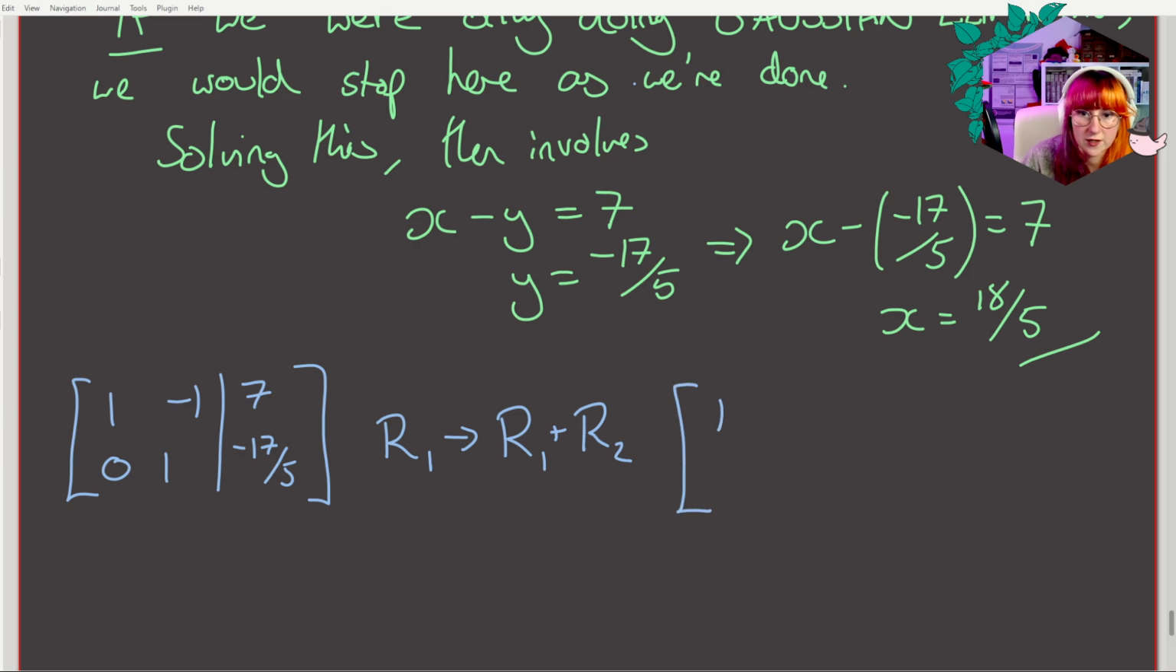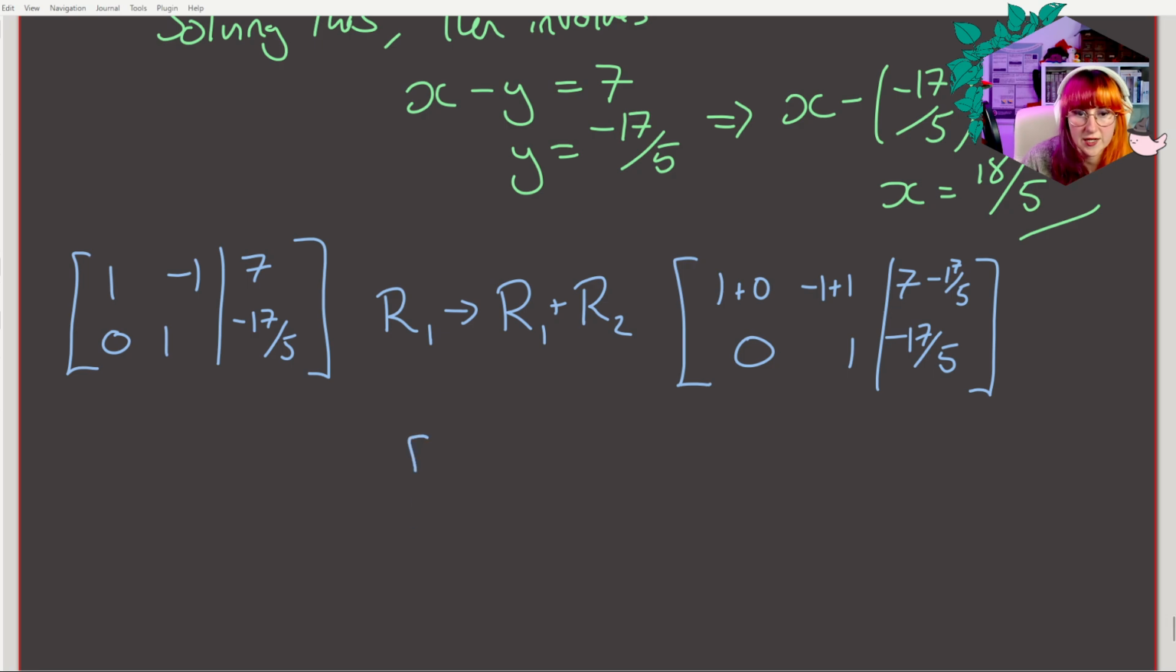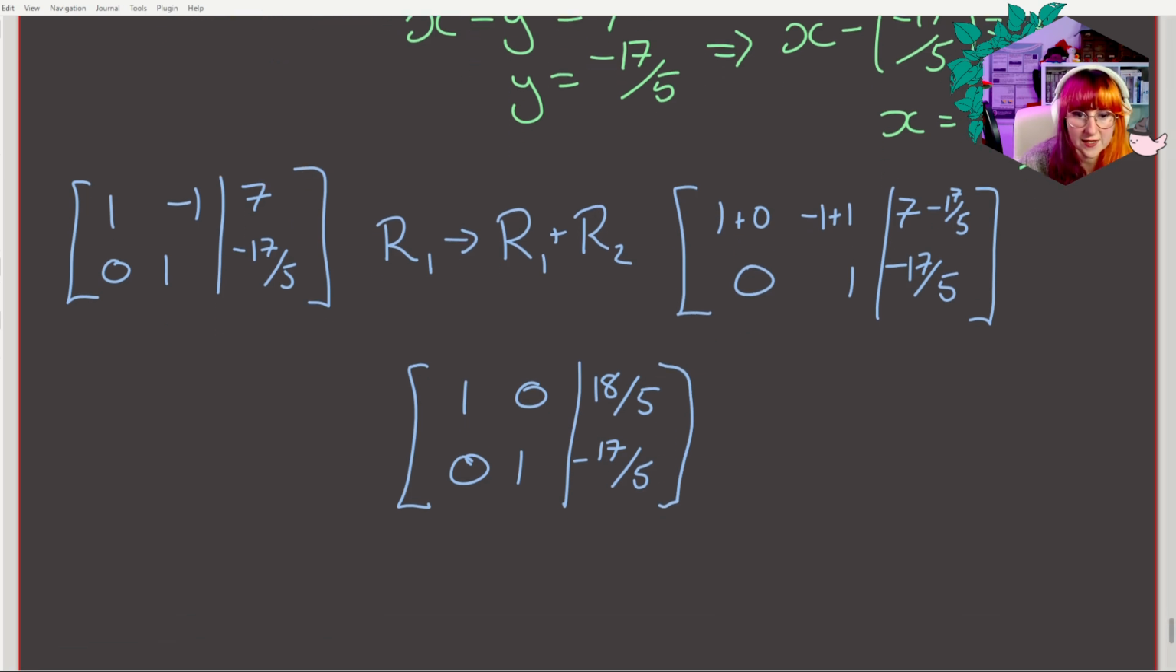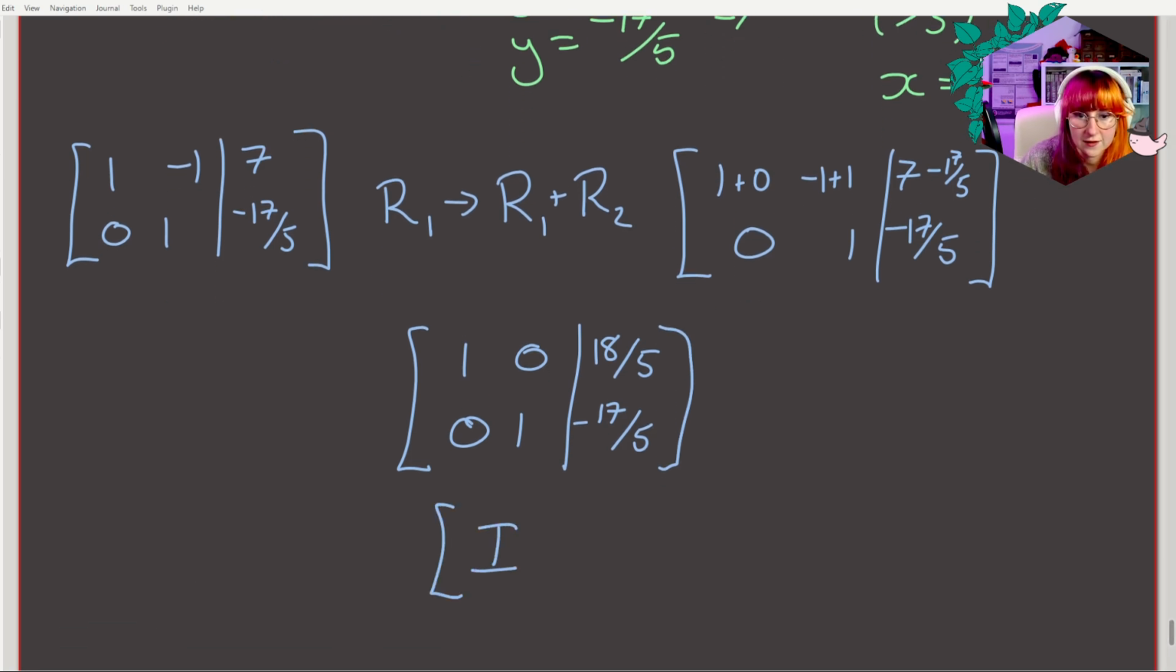And that looks like 1 add 0, -1 add 1. Leave this row alone. 7 minus 17/5. Because that then puts it in the form 1, 0, 0, 1, 18/5, -17/5. Okay, which is precisely the identity matrix and some vector c, where x is equal to c.